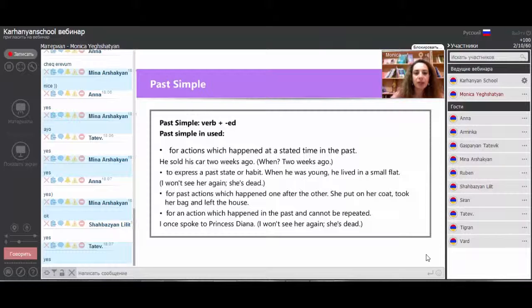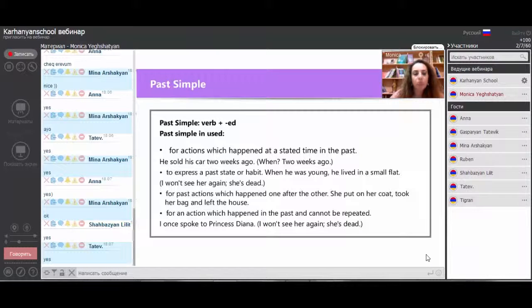Past simple is used for the actions which happened at the stated time in the past. For example, he sold his car 2 weeks ago. We can ask, when did he sell? 2 weeks ago. We know the time when he sold his car. The second, when do we use past simple? Past simple we use to express a past state or habit. When he was young, he lived in a small flat. Okay?